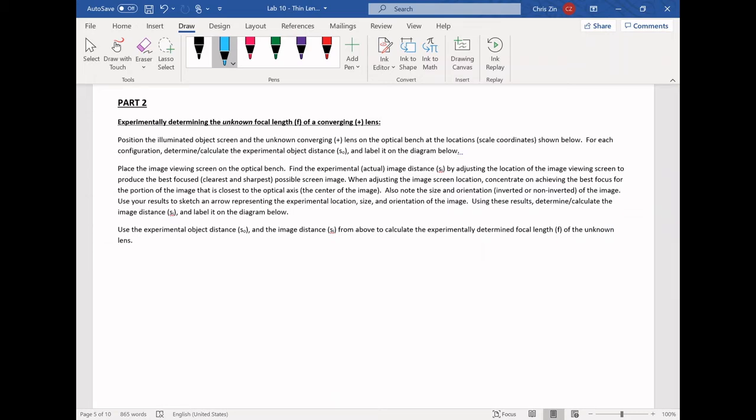In part 2, we're working with a lens that has an unknown focal length. So in part 2, f will be the unknown quantity. Basically, the way it works is we set up a lens with a known object position. We determine what the image position is experimentally, and from that we find the focal length.